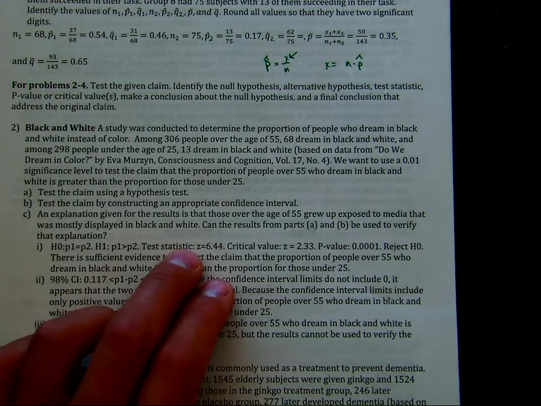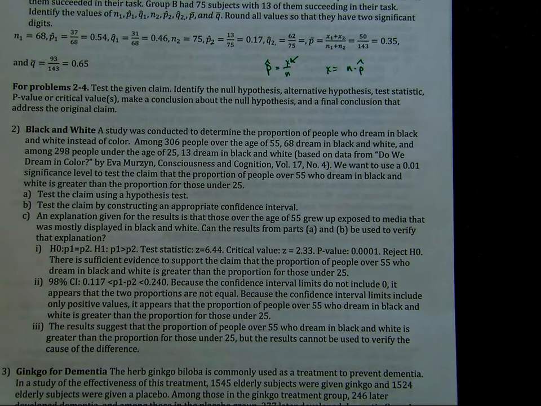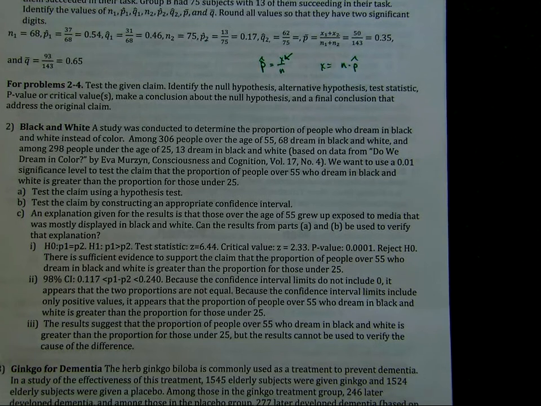Test statistic, we gather that we get 6.44. Critical value of 2.33, p-value of 0.001, reject the null. Right, so there's sufficient evidence to support the claim that the proportion of people over 55 who dream in black and white is greater than the proportion for those under 25.